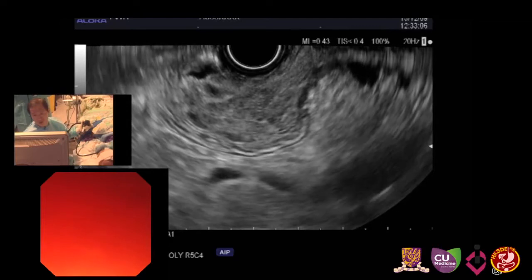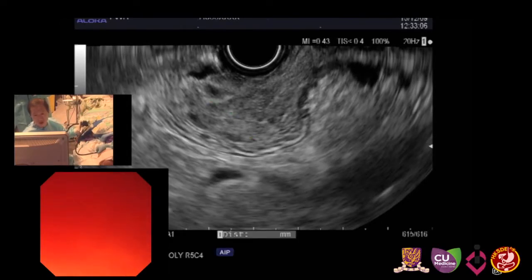This area is a huge mass. Can you appreciate this one? Yes. This is a large mass, almost 3 centimeters. Yeah, I think if you measure this dimension, this is large.